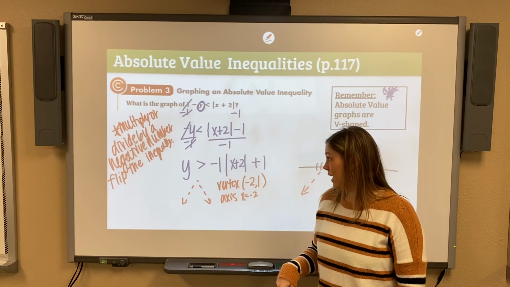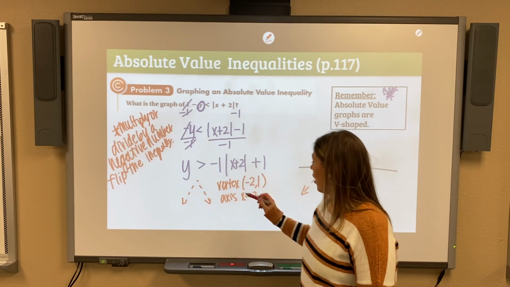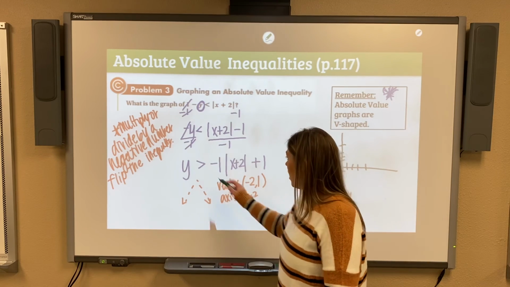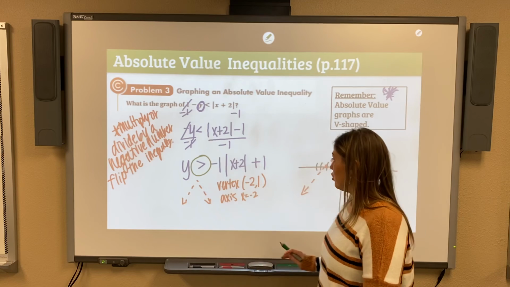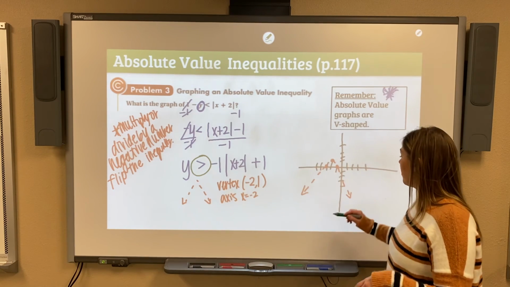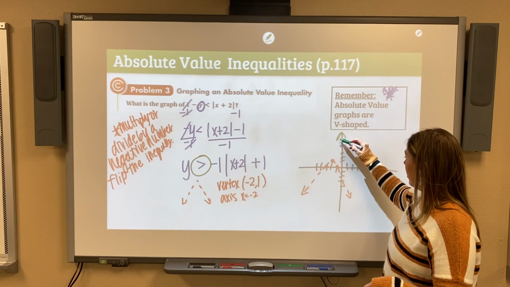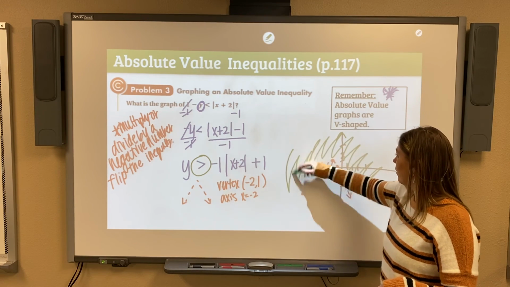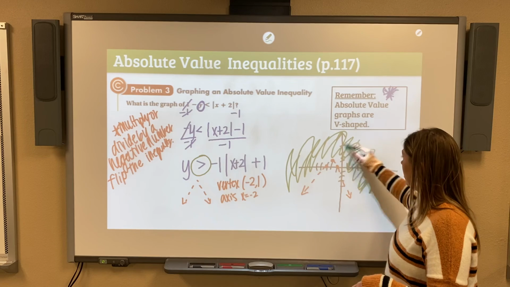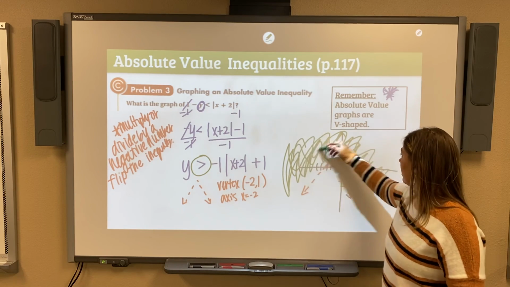Now we need to check the shading. Our inequality is a greater than, so all the y values are greater than. What we're going to do is shade towards the up arrow. So that's all of this over here plus over here. Everything above this graph is shaded.